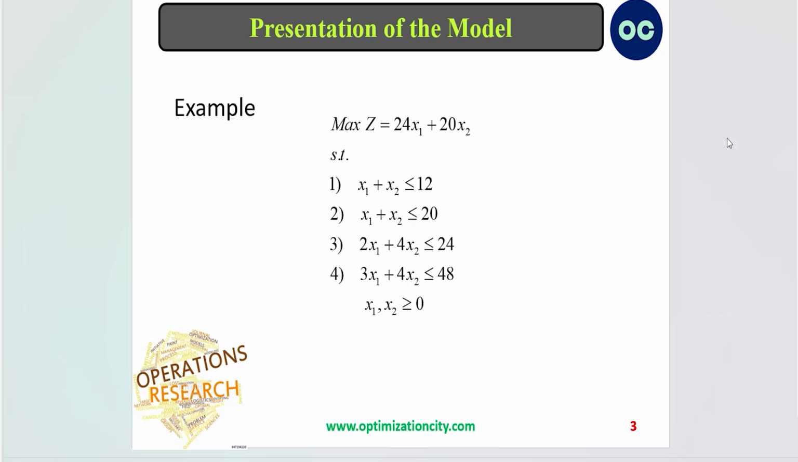The objective function is to maximize 24x1 plus 20x2 subject to four constraints. Constraint number 1, x1 plus x2 is less than 12. Constraint number 2, x1 plus x2 is less than 20. Constraint 3, 2x1 plus 4x2 is less than 24, and 30x1 plus 40x2 is less than 48. x1 and x2 are non-negative.